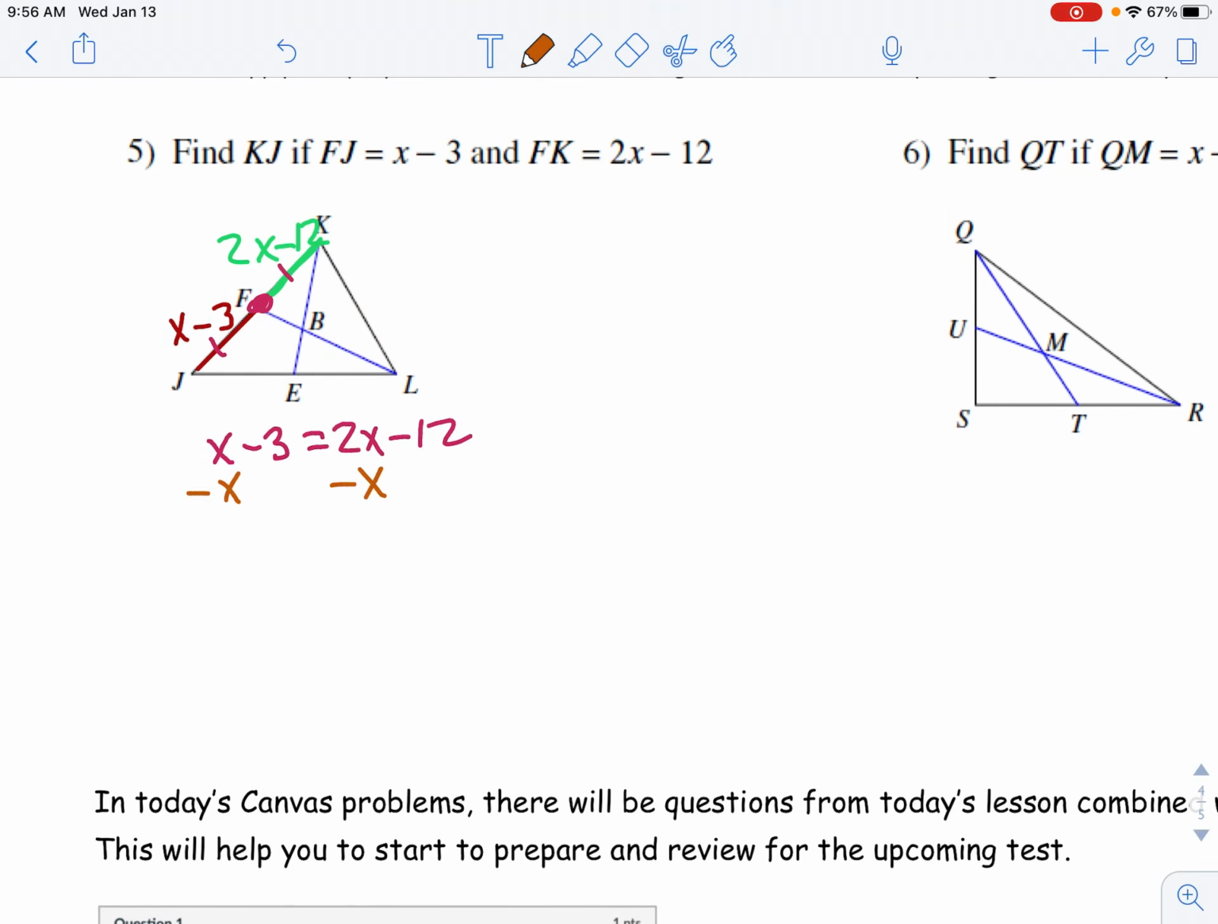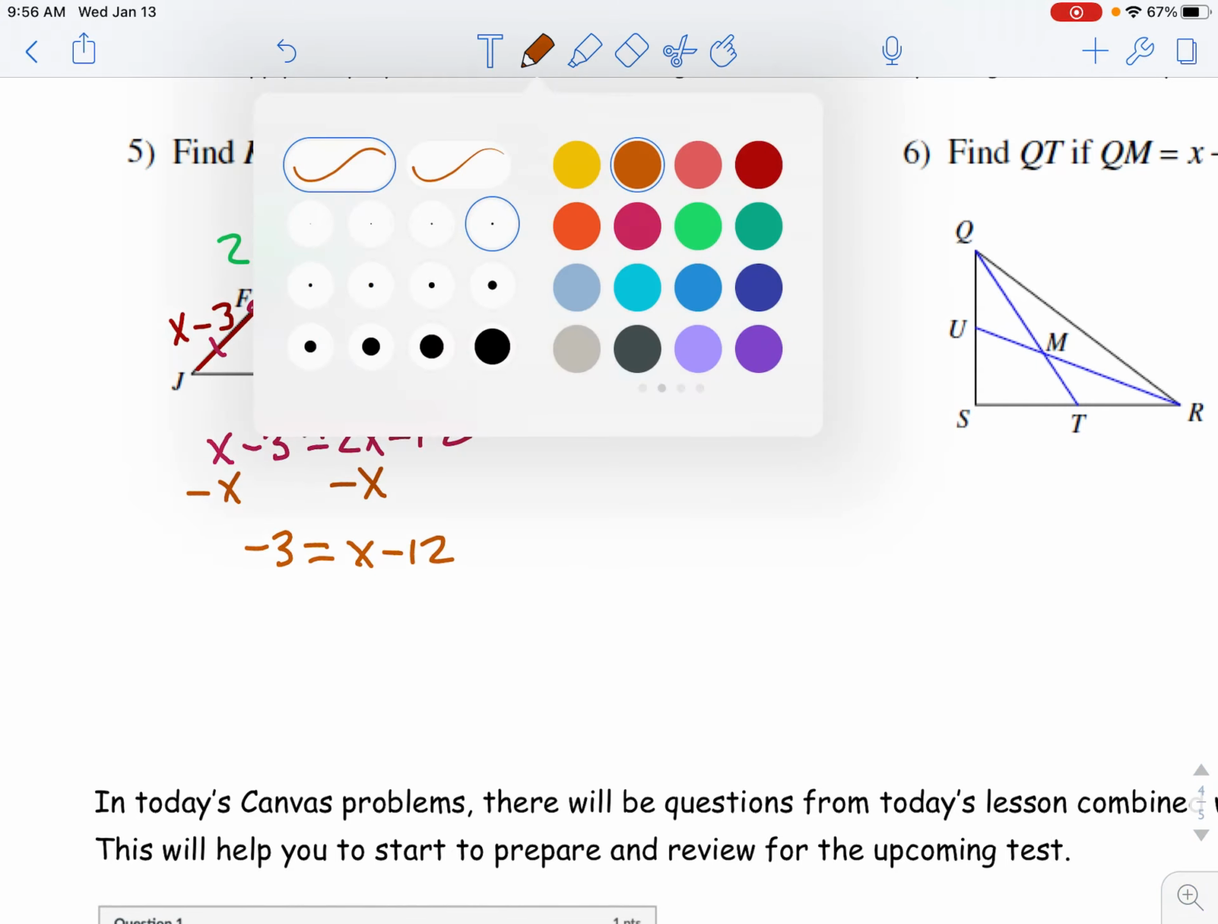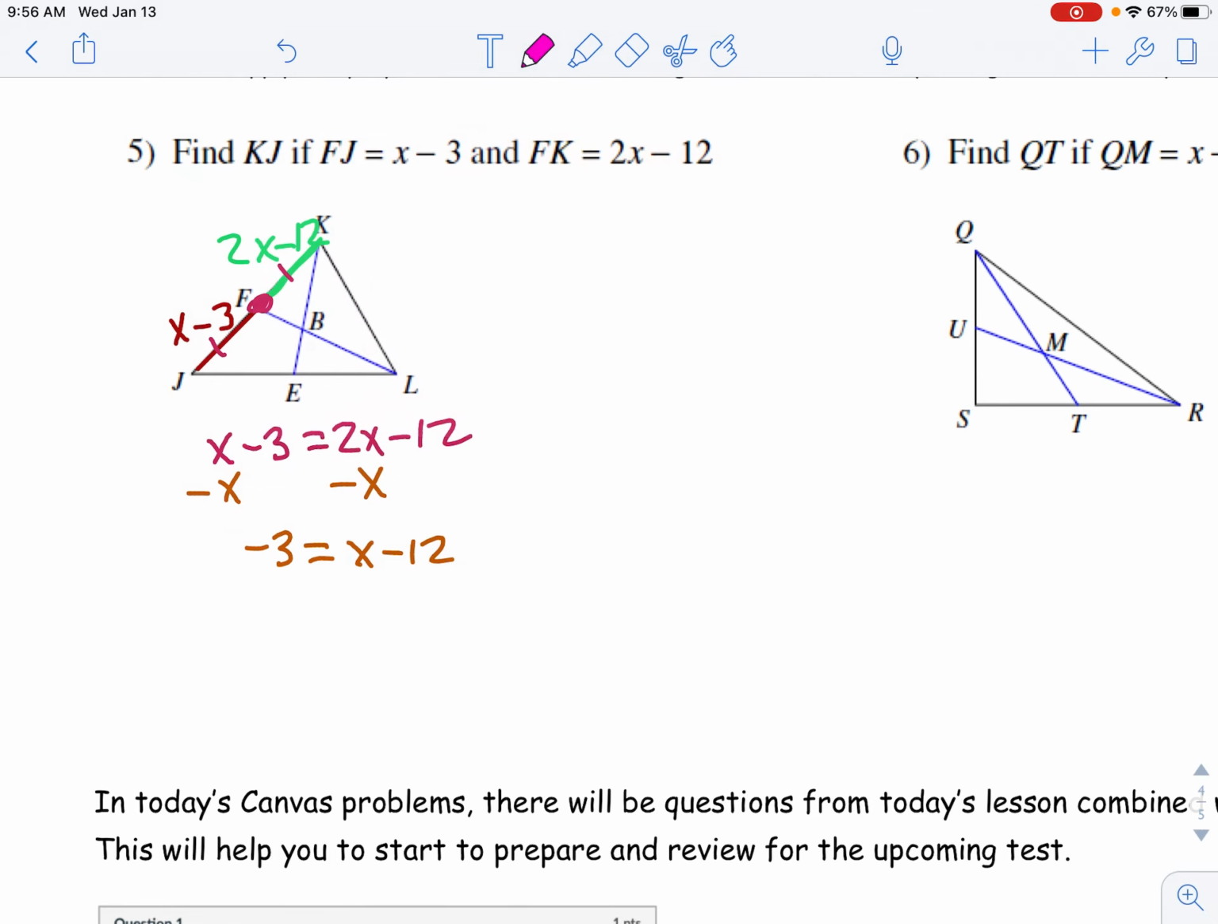Subtract x from both sides. Negative 3 equals x minus 12. And that's it. All right. So you solve it, x equals 9.